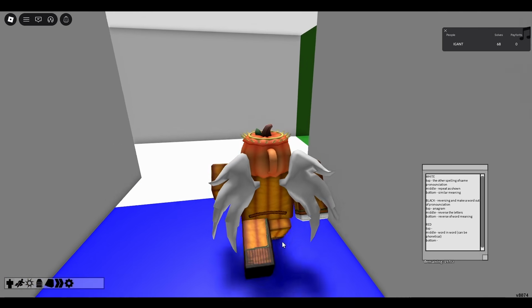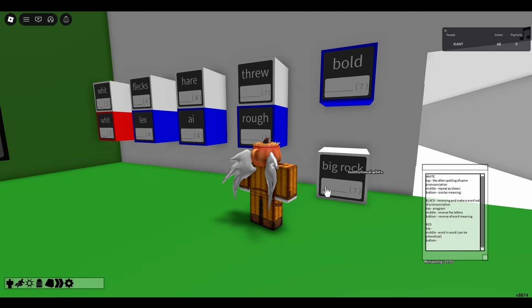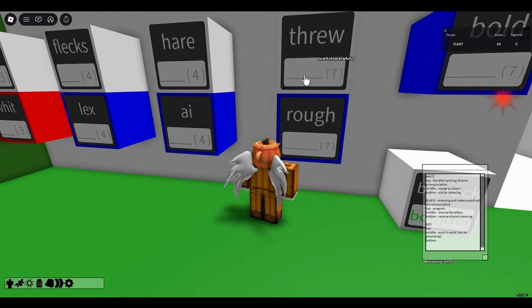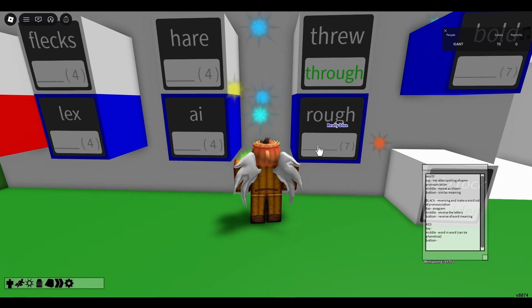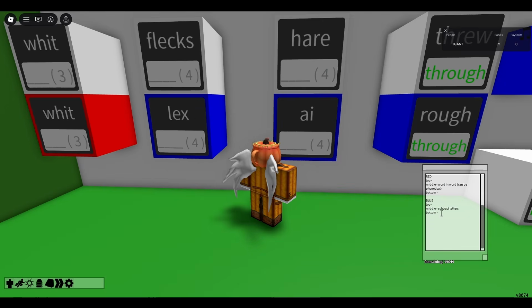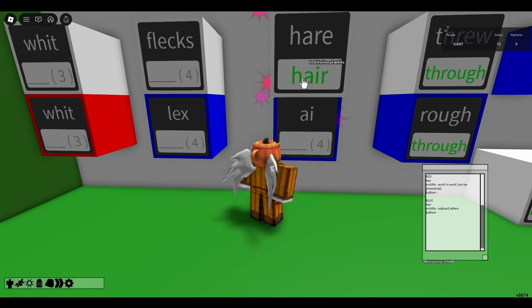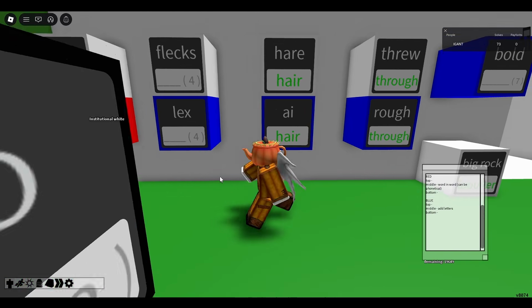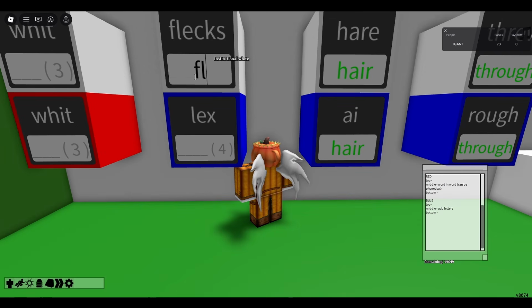Because I don't know. So, big rock, we know that's similar meaning, so that'll be like a boulder. Fro, we know that is the same spelling for different pronunciations. So, fro. And then rough also gives us fro. So blue could be about subtracting. Blue, so middle is subtract letters. Top white was the same spelling with another pronunciation. So hair. No. Middle is add letters, not subtract. Okay. So flex.